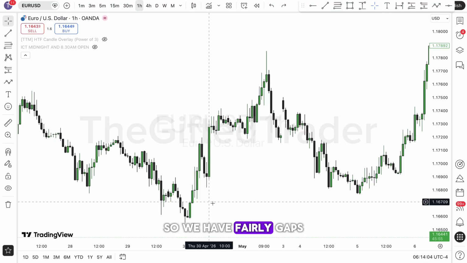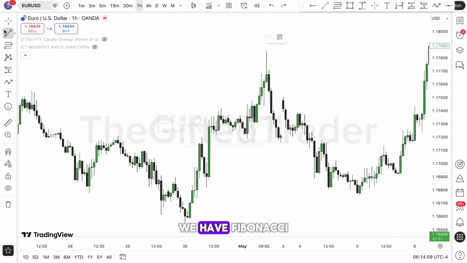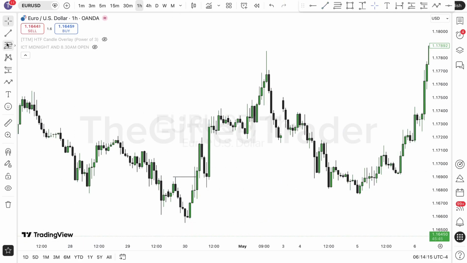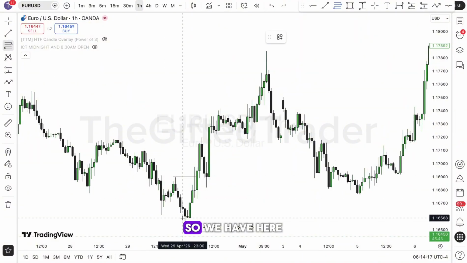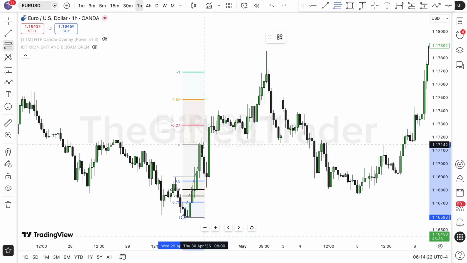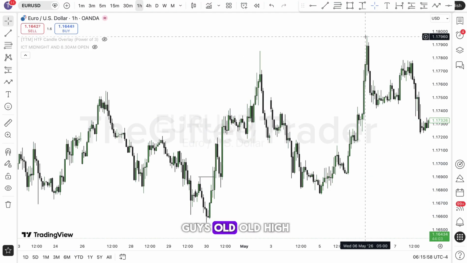So we have fair value gaps. These are fair value gaps. We have Fibonacci, that is the Fib retracement tool. It's on your TradingView over there. You can use it. So we have here to here. That is up here. Here to here. Drag it out a bit. You guys, old high and low. This teaching of market structure is going to take a while because this is the foundation of forex trading. Before you go on, this is what will give birth to your entries.